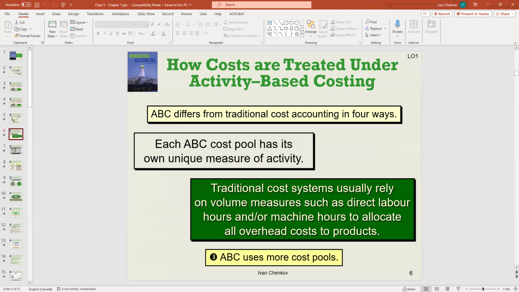In activity-based costing, each cost pool is going to have a unique measure of activity. Whereas in the traditional costing system, we're only relying on the volume measures, such as direct labor or machine hours. And based on that, we're going to allocate all the overhead cost to the product.